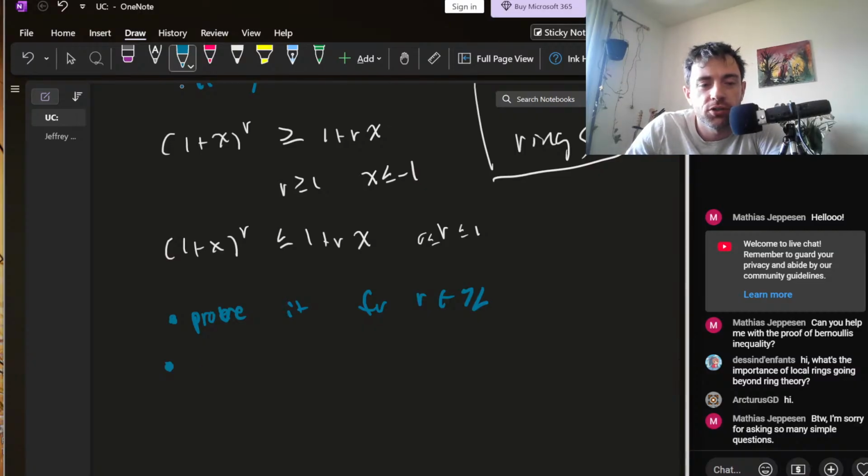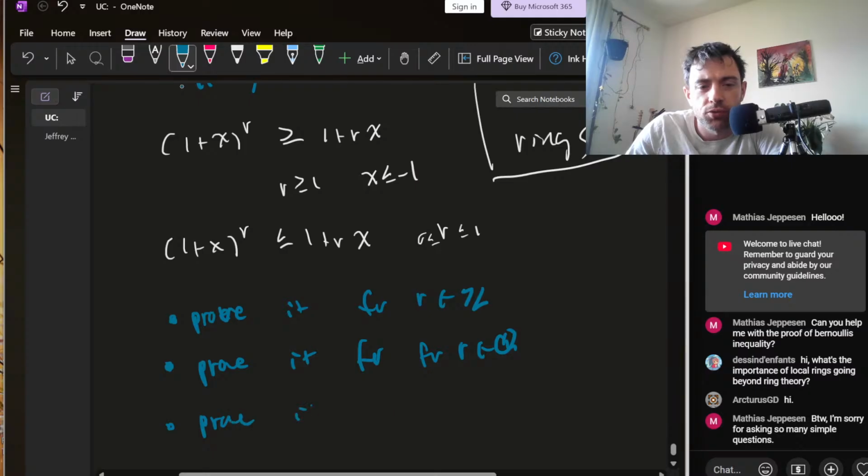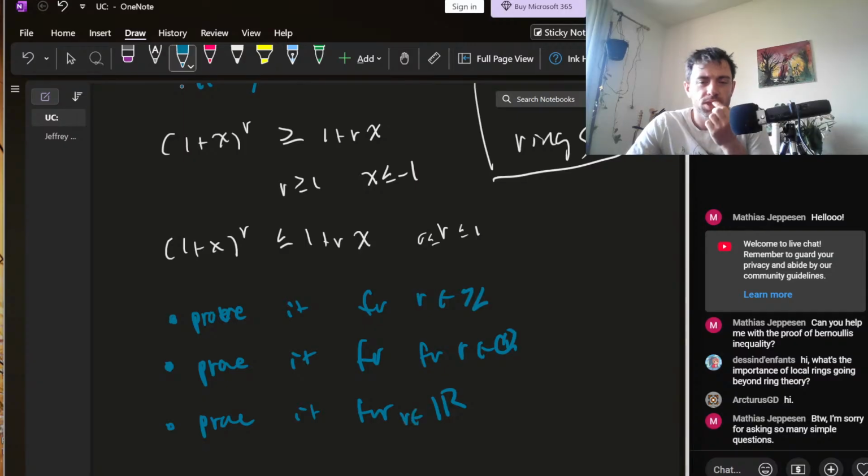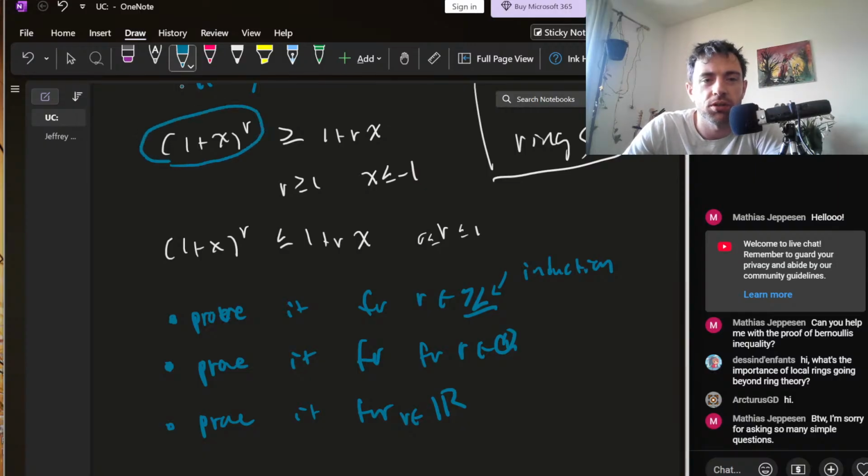Prove it for integers, then prove it for rational numbers, and then prove it for real numbers. The way that this can make it easier is, well, you might need to do two induction arguments if you're going to do the integers as opposed to naturals. But here you could do either induction or, this screams binomial theorem, right?